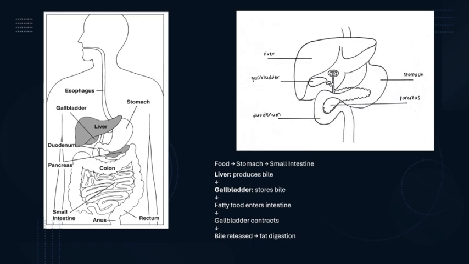The liver plays an important role in digestion by producing bile, which travels to the duodenum and helps break down fats so they can be digested and absorbed. The blood carrying the nutrients from the small intestine first goes to the liver. The liver filters toxins, drugs, and harmful substances from the blood. After the blood is cleaned, it travels to the heart, which pumps it to the rest of the body.